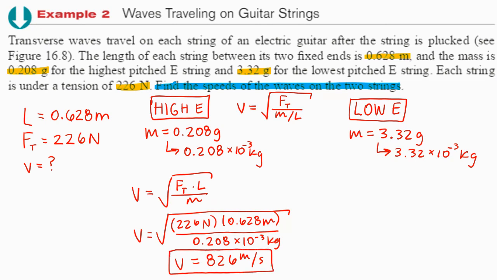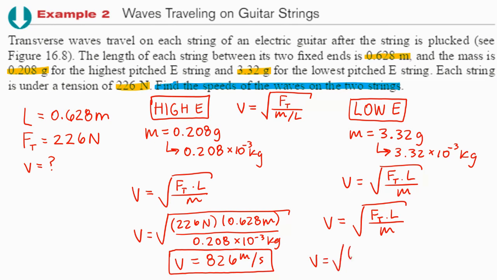Very similar work for our low E string. I'm using the same equation. So if we think conceptually before we solve, the low E string has a bigger mass. And if you look at the relationship between speed and mass in that equation, that is an inverse relationship. So if our mass increases, our speed should decrease. Let's see if that is true.